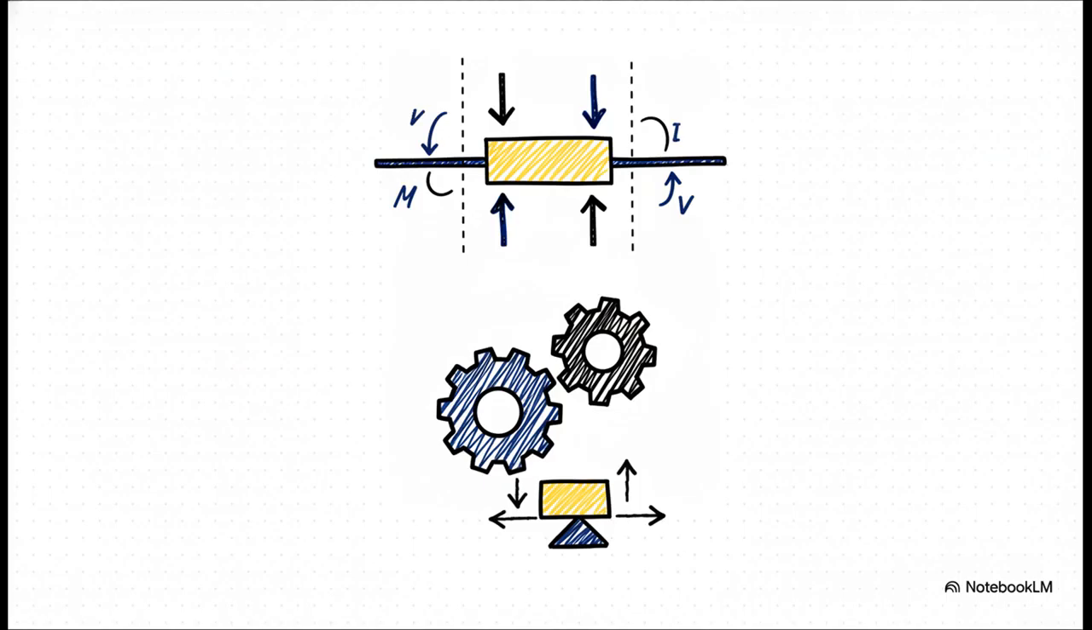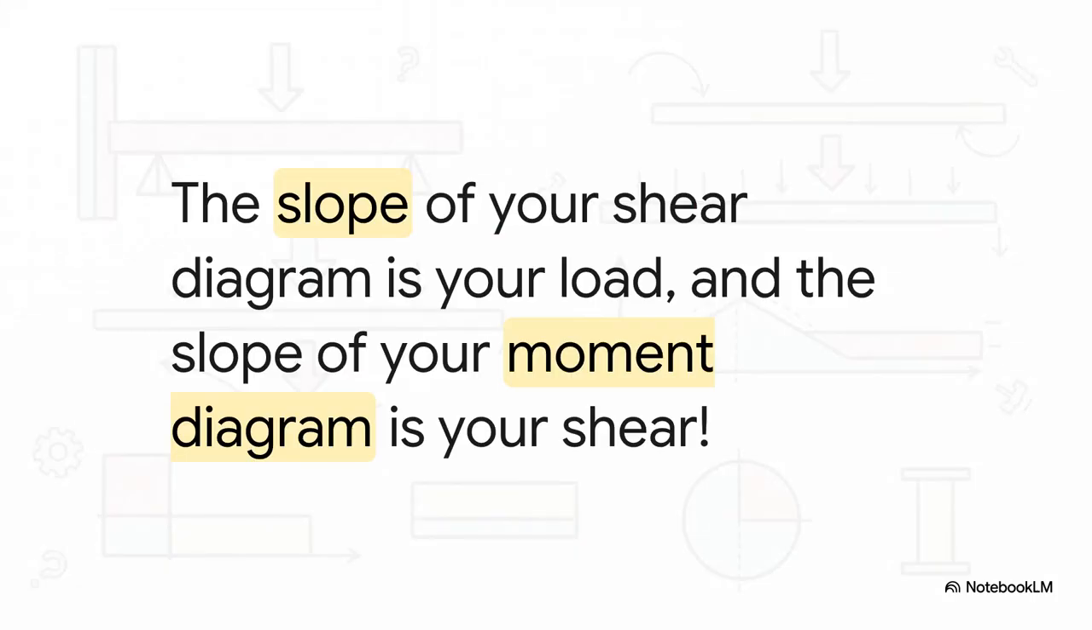By looking at just this tiny element, we can derive the exact balance between the intensity of the external load pushing down on it and the changes in internal shear and moment on either side of the slice. And through the rotational and vertical equilibrium of that tiny slice, we arrive at these absolute foundational truths.